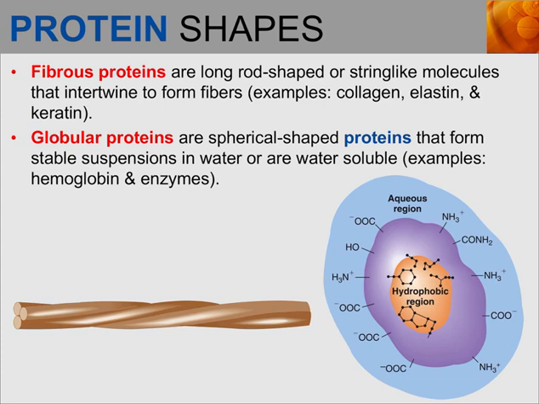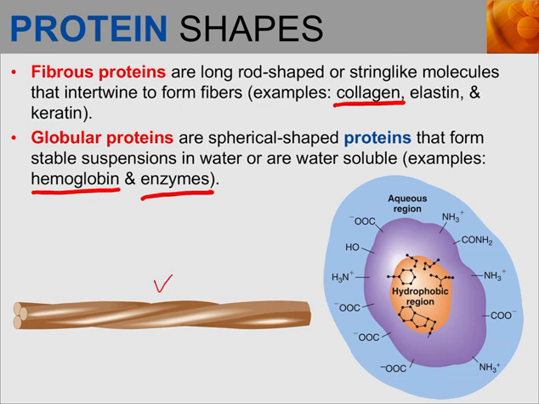Okay, so let's talk a little bit about protein shapes as well. So fibrous proteins are long, rod-shaped or string-like molecules, and they intertwine to form fibers. So one example that we saw was collagen, and that did look like a rope or a thread or a string. Others are called elastin and keratin, and there's many more as well. There's also globular proteins, and those are spherical shaped proteins, and they can form stable suspensions in water, almost kind of like oil in water a little bit. Or they're very water soluble. So one example is hemoglobin, which we just saw, and another is enzymes, which we'll talk more about in the next chapter. So you can kind of see generic shapes down below.